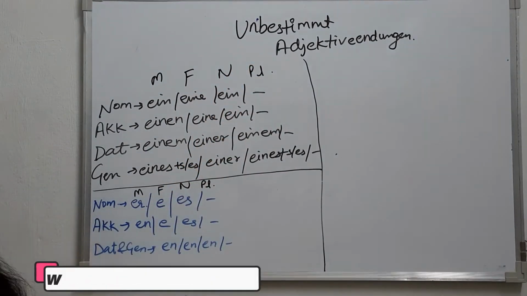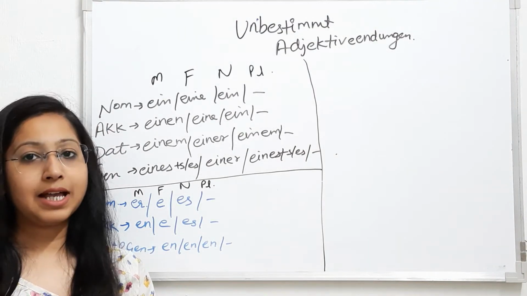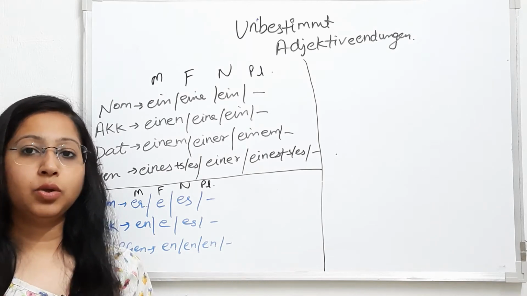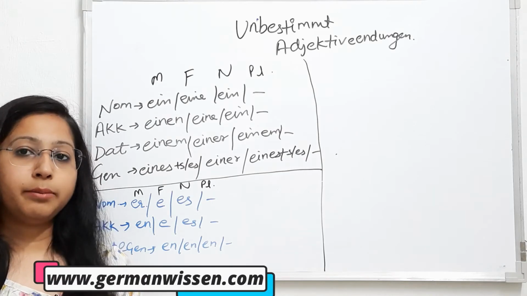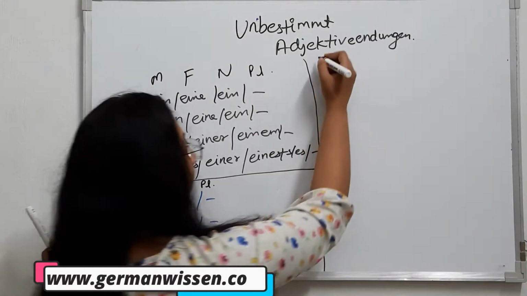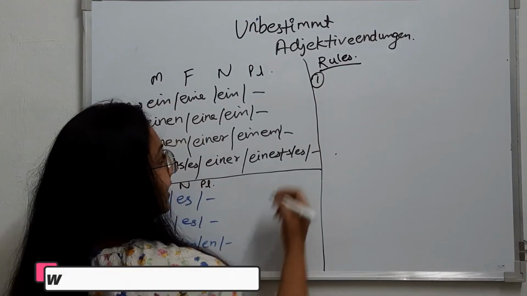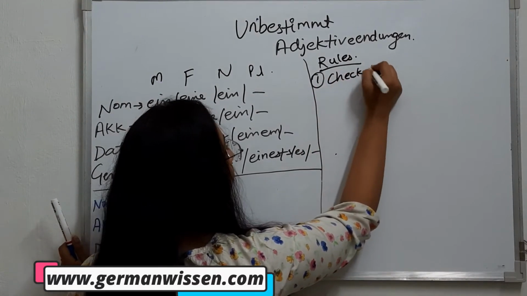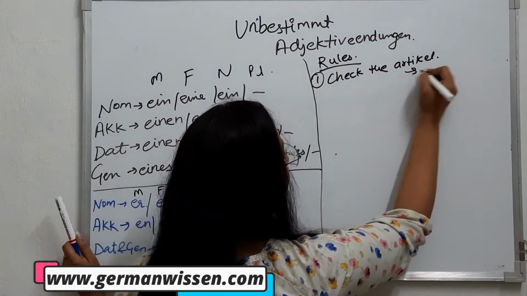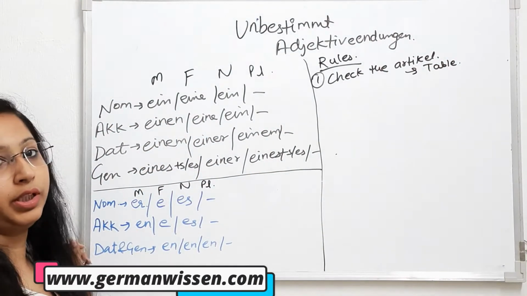Now let's understand this better with sentences. If you remember, in the last video on bestimmt adjective Endungen, the same rule we have to follow. So I am writing the same rules once again. Here we have the rules. Your first rule says check the article. This will help you to understand the table, whether it's a bestimmt table, unbestimmt table or ohne.